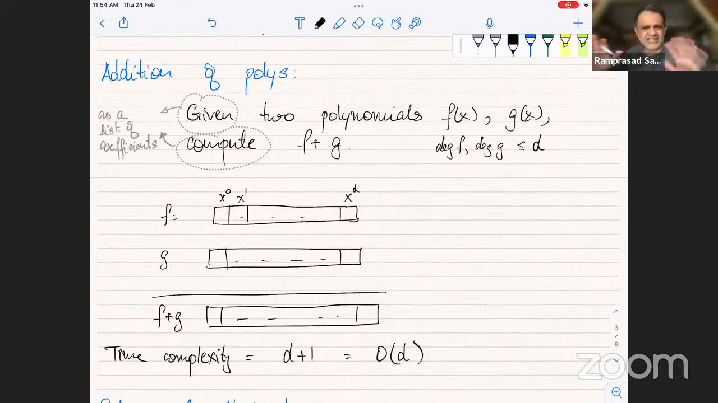Okay, again, I'm just ignoring the fact that there are coefficients involved. Coefficients could have large bit sizes and so on. We are just ignoring all those technicalities. But as we progress further, we might pay attention to that. For now, let's just not worry about this.